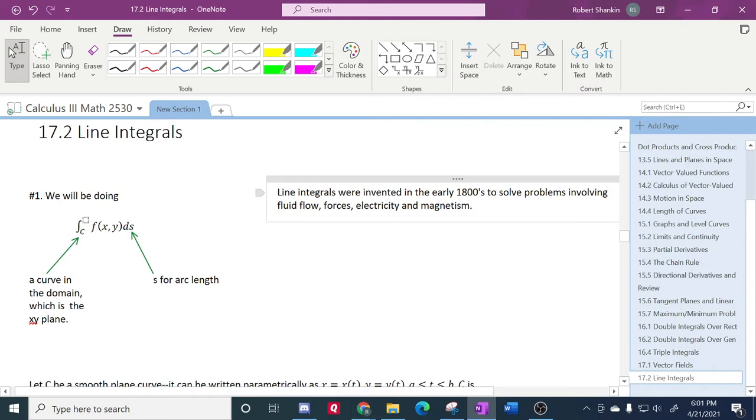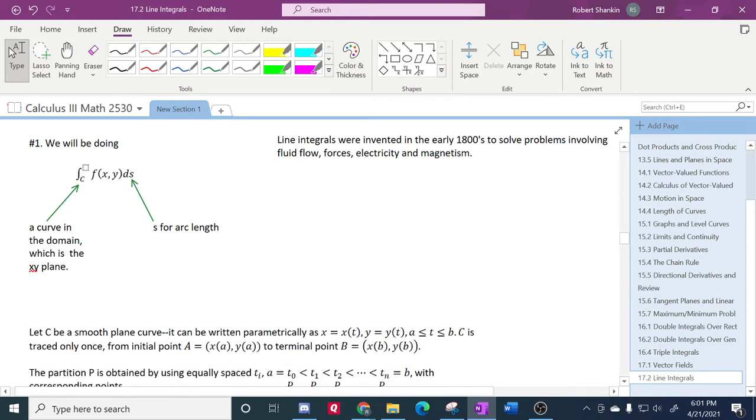All right. So line integrals were invented in the early 1800s to solve some problems involving fluid flow, forces, electricity, and magnetism. And let me explain. Let the same C that's over here be a smooth, plane curve. It can be written parametrically in terms of t. And we often think of t as time even when it's not.